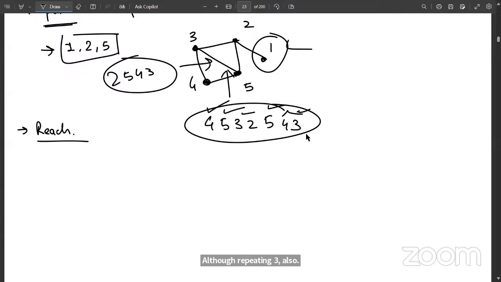It need not be a cycle, right? A path, yeah, it need not be a cycle. So a path is a cycle only if the starting and the end points are the same. Okay, got it now. Thank you.